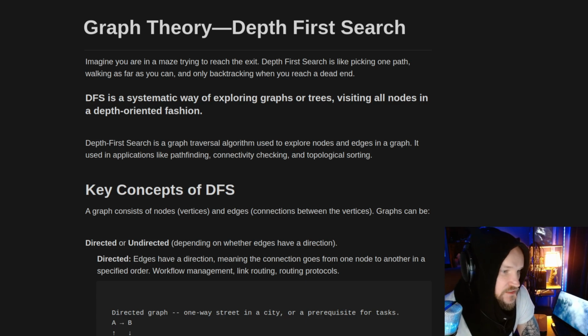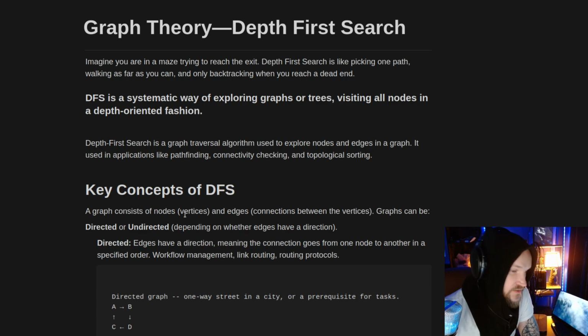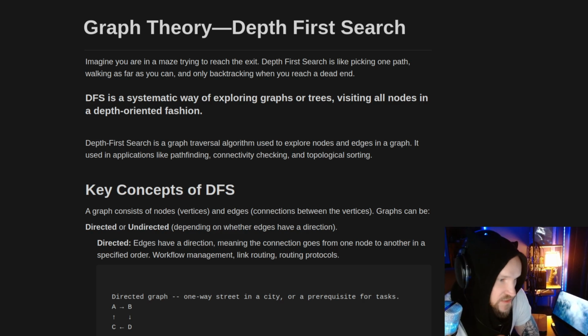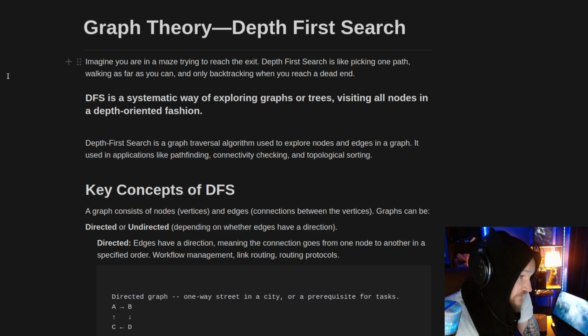All right, so let's get to the key concepts. Remember guys, these are key concepts in my opinion, things that I find important. A graph consists of vertices and edges, and the edges are the connections between the vertices. Graphs can be directed or undirected, depending on whether the edges have a direction.